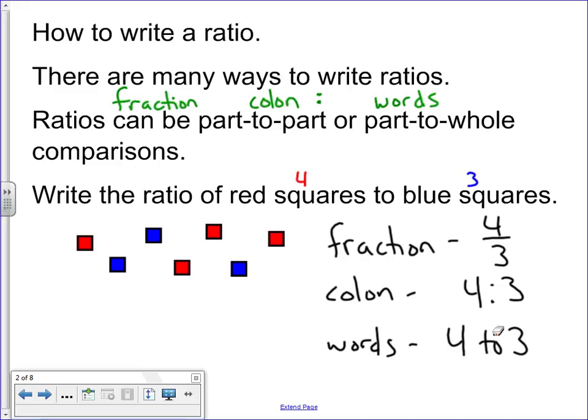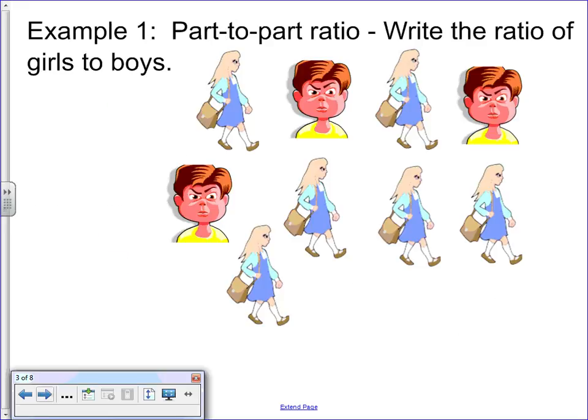Essentially, you have to count up what you got, and then make the fraction, the colon, or the words match whatever you got. So let's try a few here, and let's see what we got. For an example here, we've got a part-to-part ratio. What this is saying is that we're comparing two different things. We're looking at the relationship between two different things.